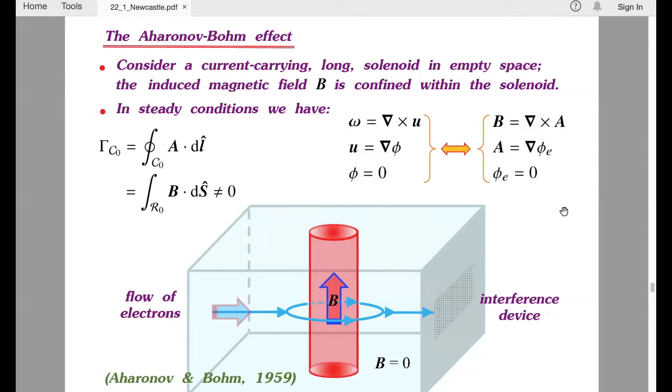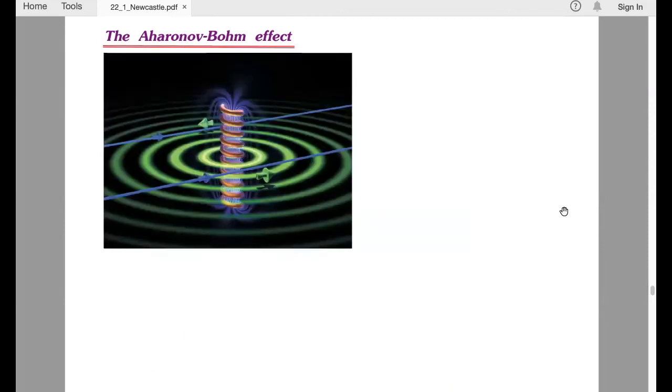Now, it took a long time to prove this, and I myself, when I was young, ran into a couple of groups of people attempting to prove it experimentally. And finally, a group of Japanese proved the Aharonov-Bohm effect. So this is just a pictorial representation of what I just explained before.